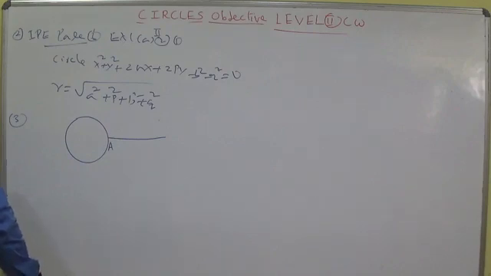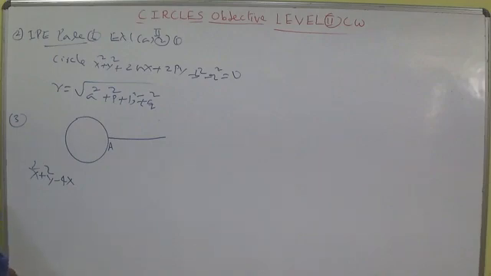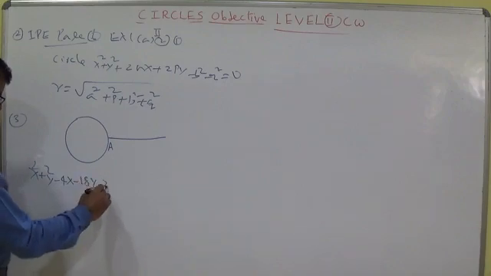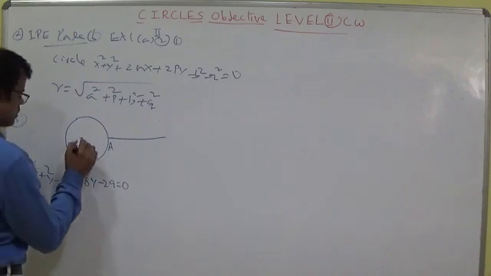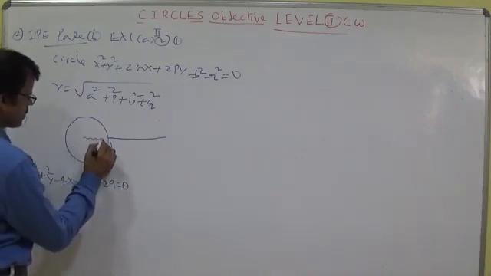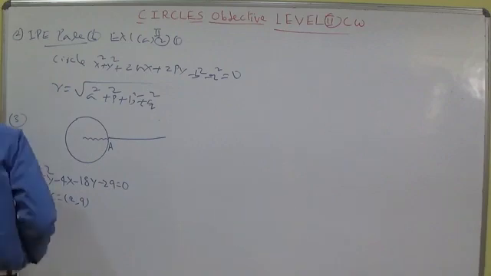A rod AB of length 4 units moving horizontally with left end A always on the circle x square plus y square minus 4x minus 18y minus 29 equal to 0. Let us write the circle here. Let the center of the given circle be C, which is (2, 9).